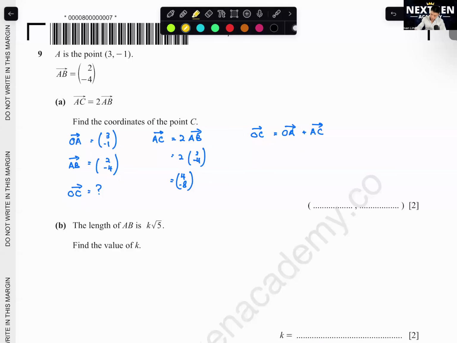You see these two alphabets link with each other, right? This is called the head to tail method. Therefore, your final vector is OC. So OA is (3, -1), AC is (4, -8). 7, minus 9. So this will be the coordinate (7, -9).